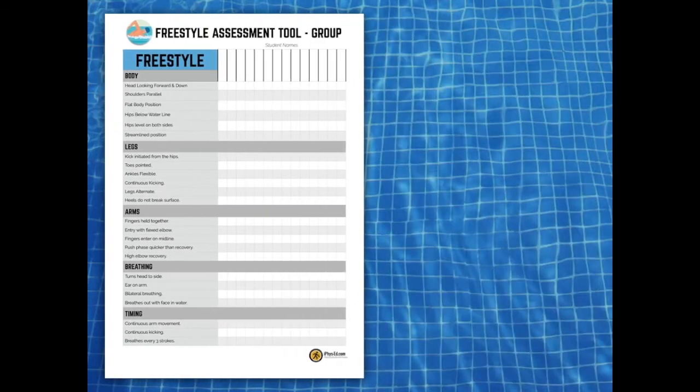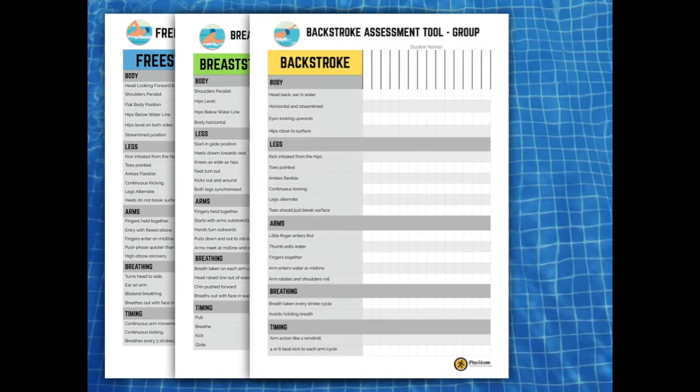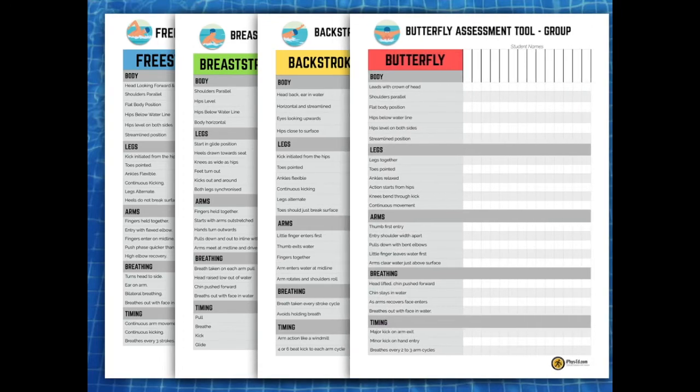That also exists in all 4 of the strokes, so you can see examples there of the Freestyle, breaststroke, backstroke, and butterfly group assessment cards.